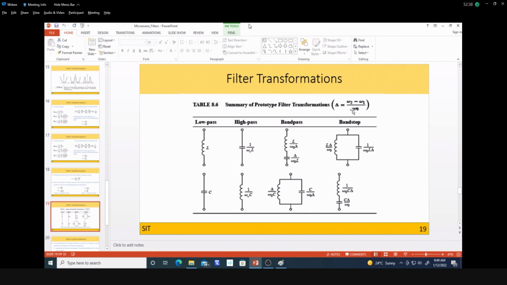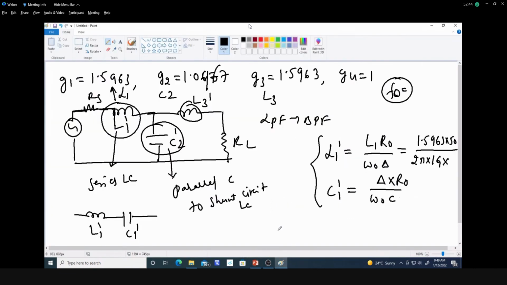Delta is nothing but (W2 minus W1) by omega naught. That is nothing but the bandwidth, which we have already known. It is F2 minus F1 by Fc, or in terms of radians, omega 2 minus omega 1 by omega naught, which is given as 0.1 or 10%. That we know already.